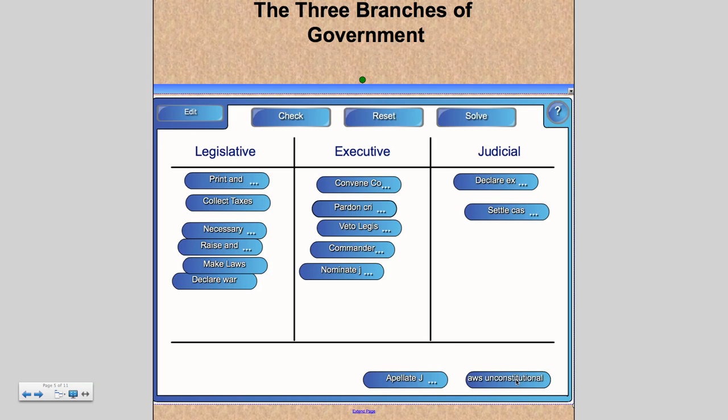Declare laws unconstitutional. There's our word again, unconstitutional. So that must go to the judicial system.